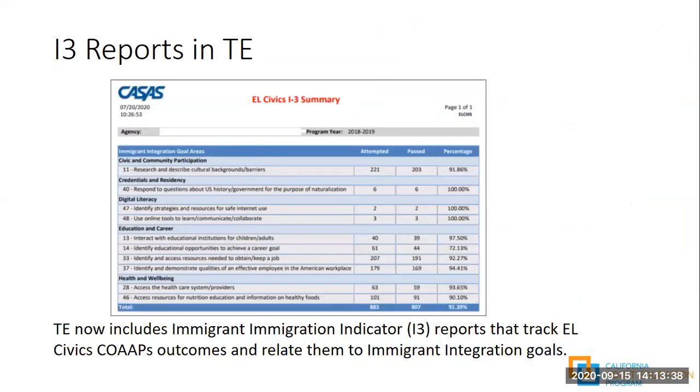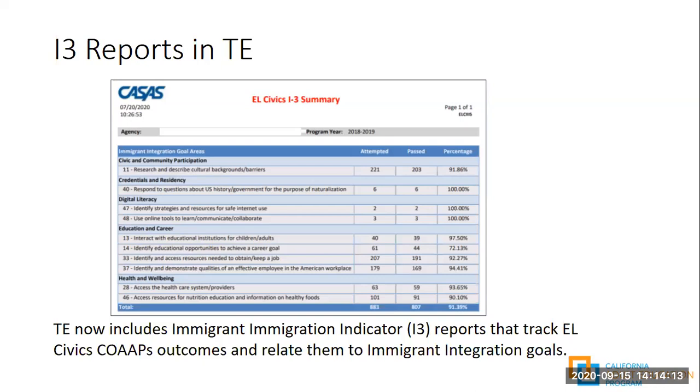Okay, and then this one I'm sort of throwing out of left field because it's new. You know, we'll probably get a little bit more into this next week, but we've got some new, what we're calling I3 reports. Again, it doesn't relate that much to those other reports at all, but this is the one that's new in TE this year, so I'm mentioning it. So we're talking about AB 2098, or immigrant integration. Again, I3, just so you know, means immigrant integration indicators. We kind of made that up.